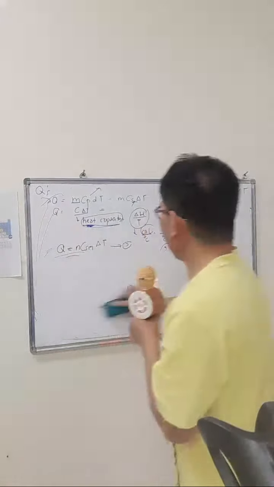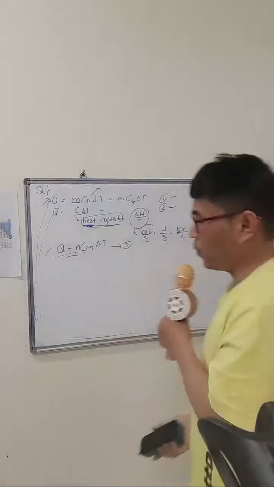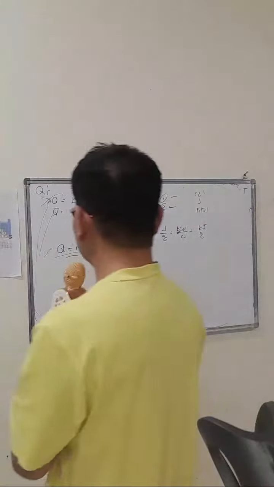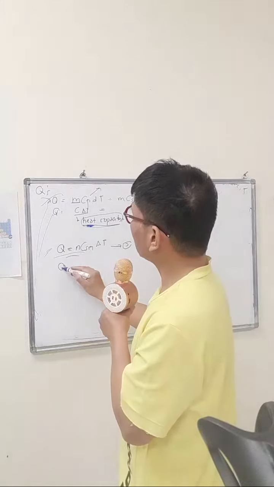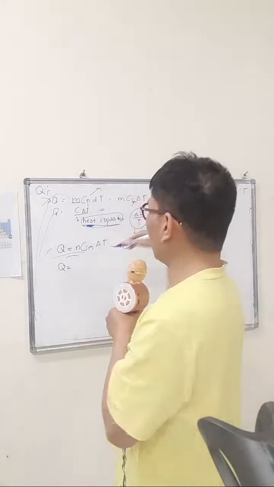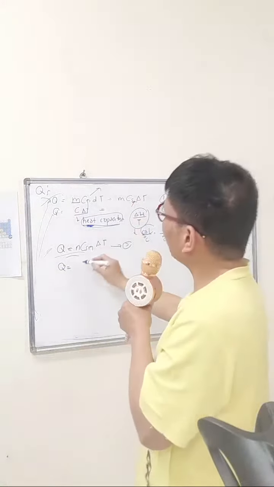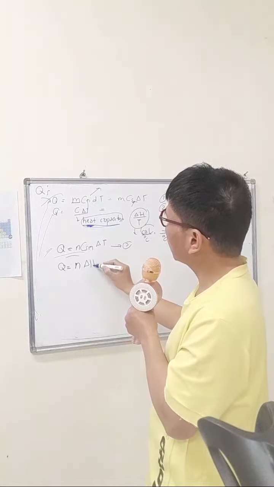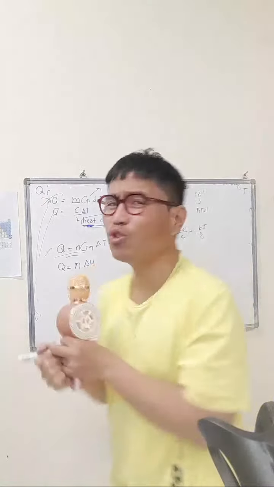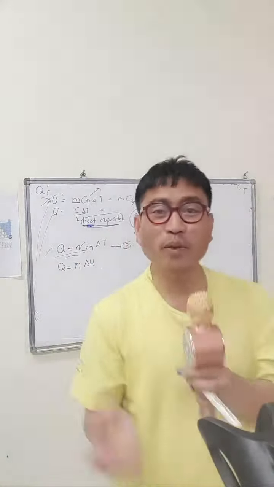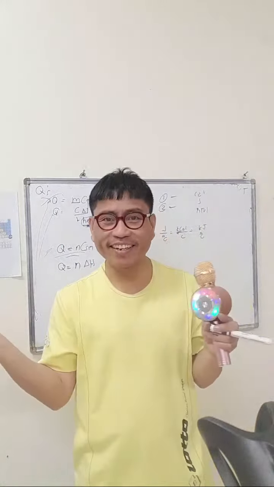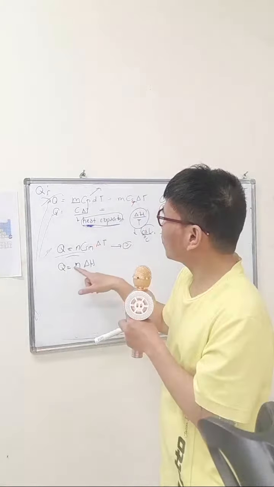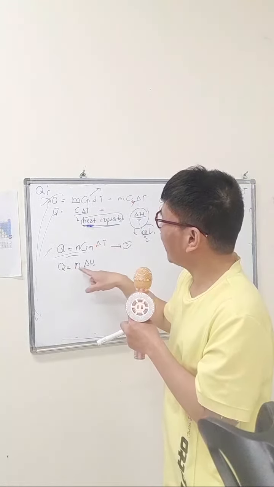Okay. Another version of the formula of Q is this. Q is equals to normality, N, small letter N. Then delta H, chuba-chuchu. So what's chuba-chuchu? Chuba-chuchu means anything. Okay? So what? Q is equals to N times delta H. N is the number of moles.